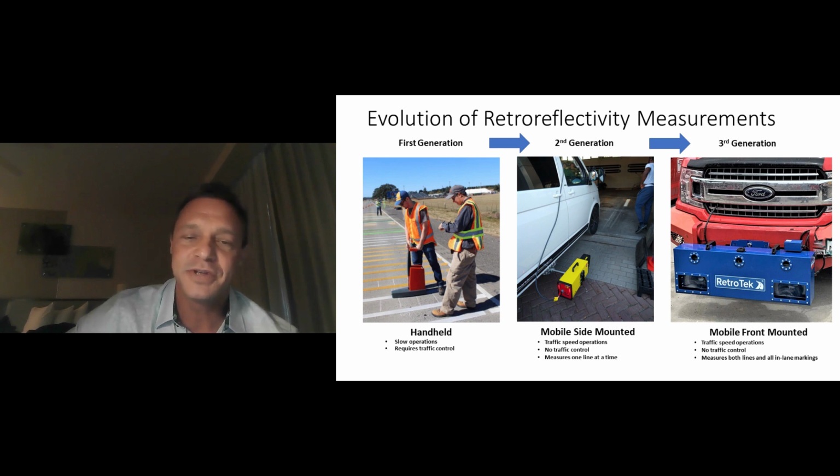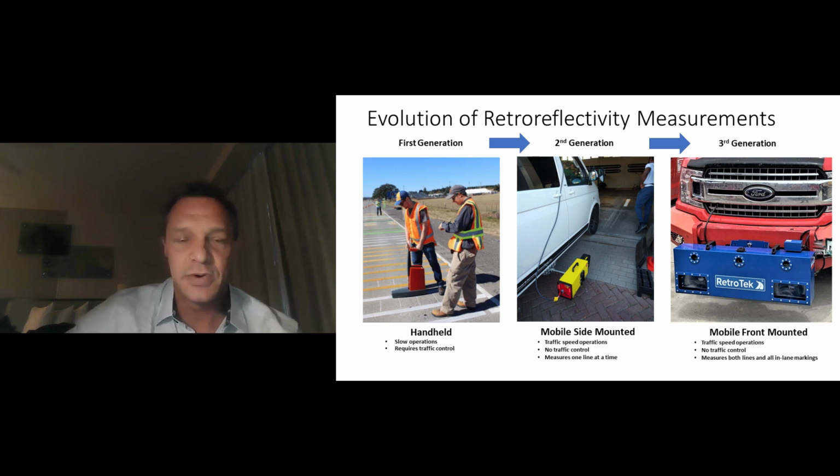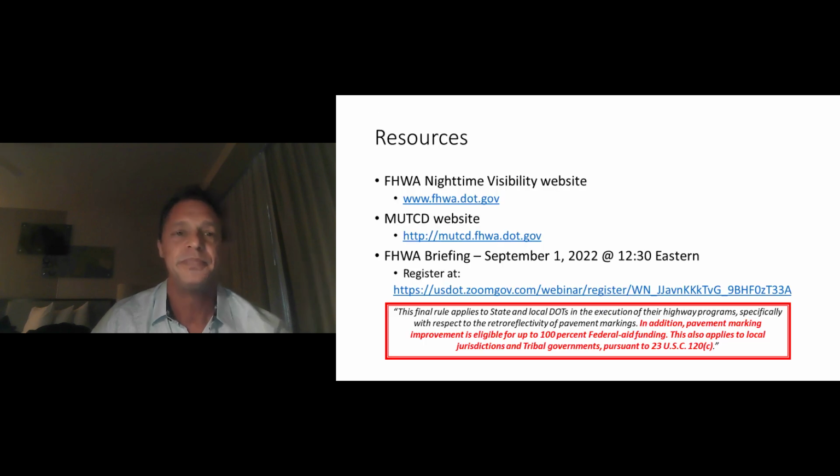And it also measures everything in the lane. So if you've got a shield, or an arrow or a stop bar or a crosswalk, you're going to get retroreflectivity of those as well. And I know those aren't in the final rule, but maybe crosswalk retroreflectivity is important for your agency because of all the vulnerable road user crashes that keep increasing. So I just wanted to go over that with you. This third generation is the most recent generation of retroreflectivity measurements.